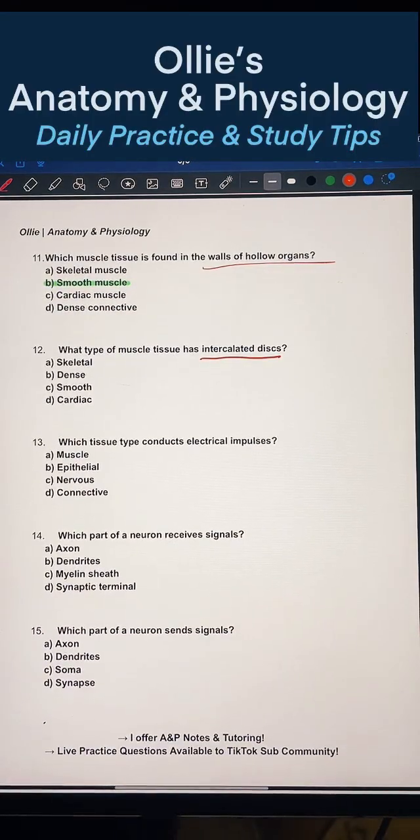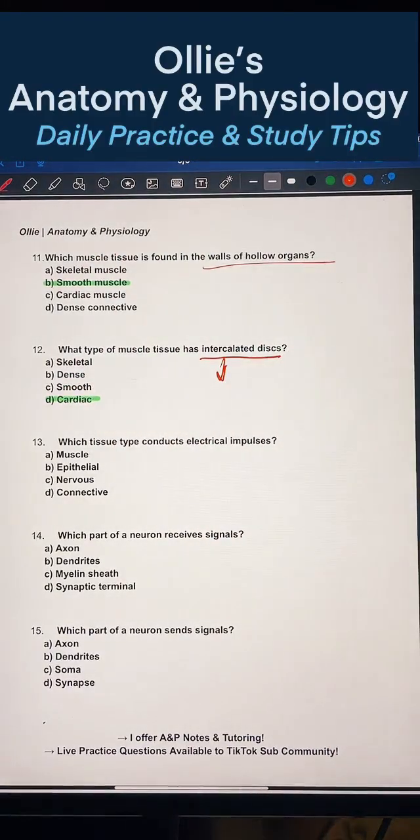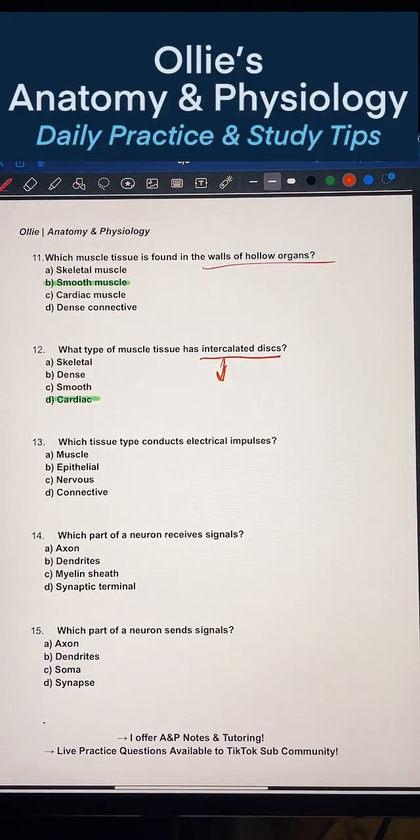But number 12, the answer is D. It's cardiac. These discs are going to allow synchronized contraction of your heart cells. Think of your heart rhythm, heart rate.